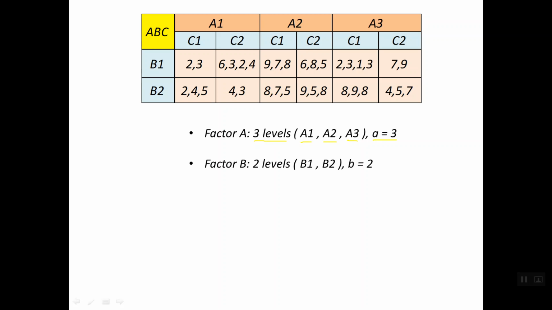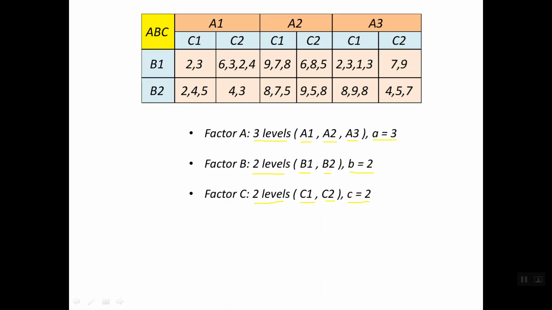The second factor, factor B, has 2 levels, which are B1 and B2. So small b, which represents the number of levels for the second factor, is equal to 2. The third factor is factor C. Again, it has 2 levels. The first one is C1 and the second is C2. So small c is equal to 2. Small c represents the number of levels for the third factor, which is factor C.